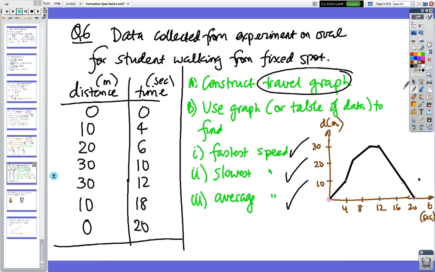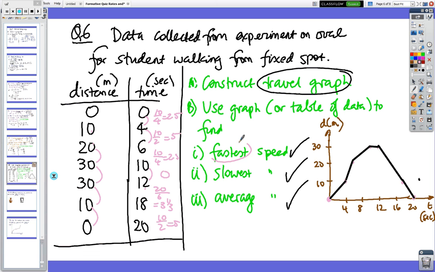Okay, so let's just do the speeds as we go along. So between there and there is 10 over 4, which is 2.5. Between there and there is 10 over 2, which is 5. Between there and there is 10 over 4, which is back to 2.5. There to there is 0, there to there is 20 over 6, which is 3 1/3, and there to there is 10 over 2, which is 5.